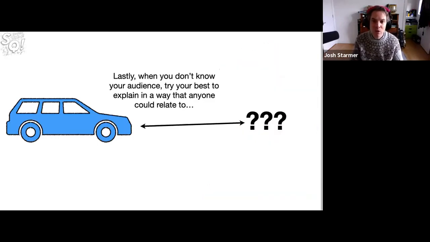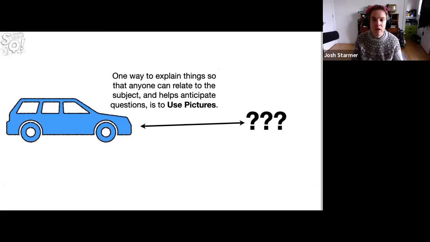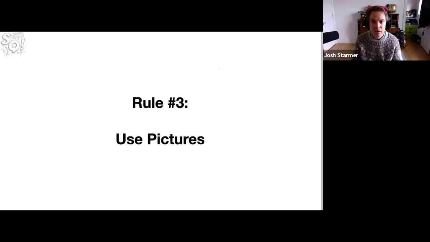Lastly, when you don't know your audience, try your best to explain in a way that anyone could relate to. And try to anticipate questions from people that have different experiences. One way to explain things so that anyone can relate to the subject and helps anticipate questions is to use pictures. So that leads us to rule number 3, use pictures.